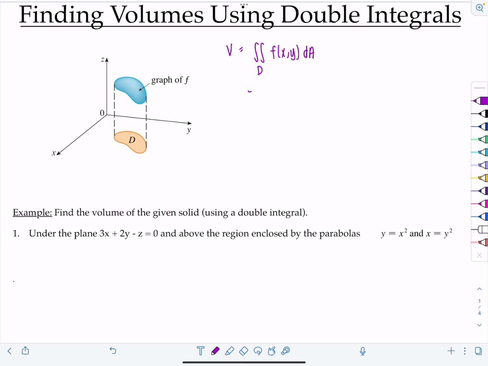D is the base of your solid. You could think of it that way. It's the region that you're going to integrate over. So think of it like that's the base of your solid. And then f of x, y, we know that we can say z is equal to f of x, y, right? So that's giving you the height of the solid.